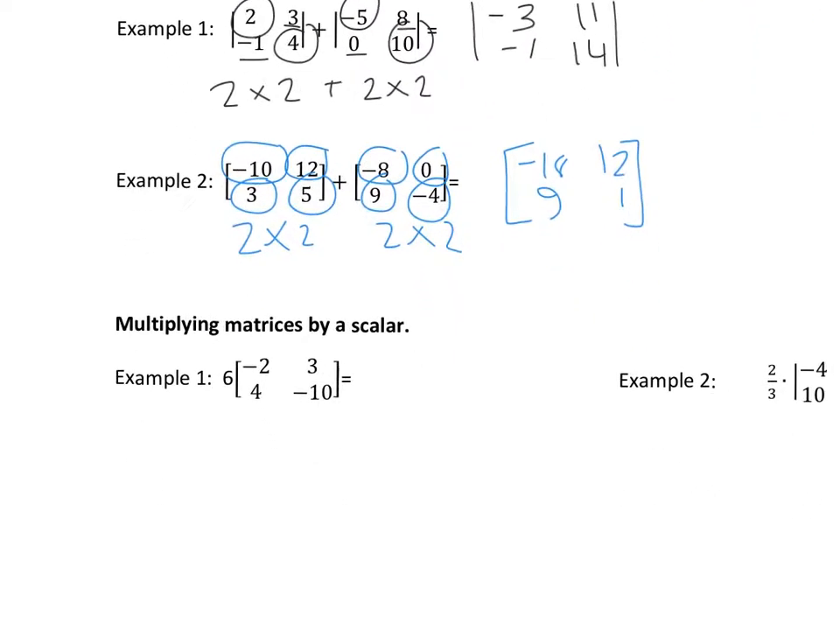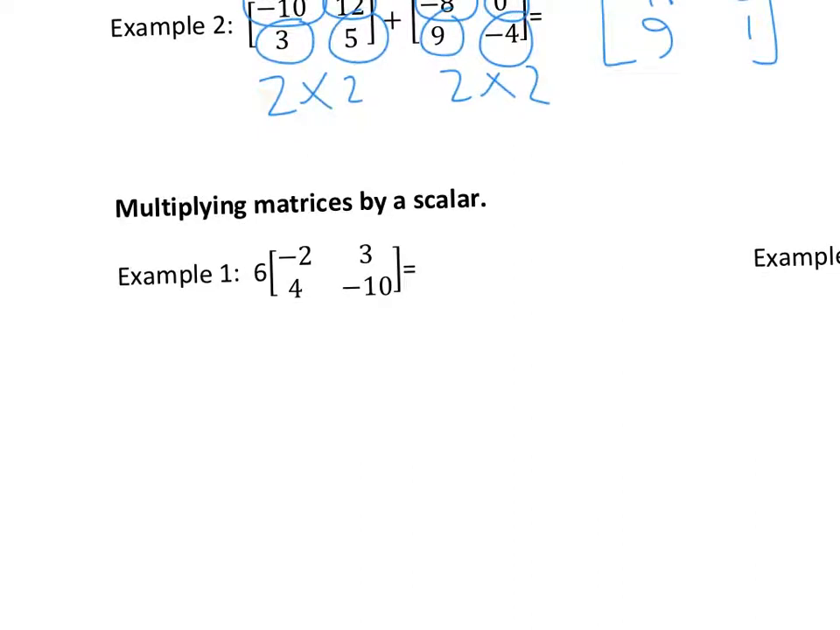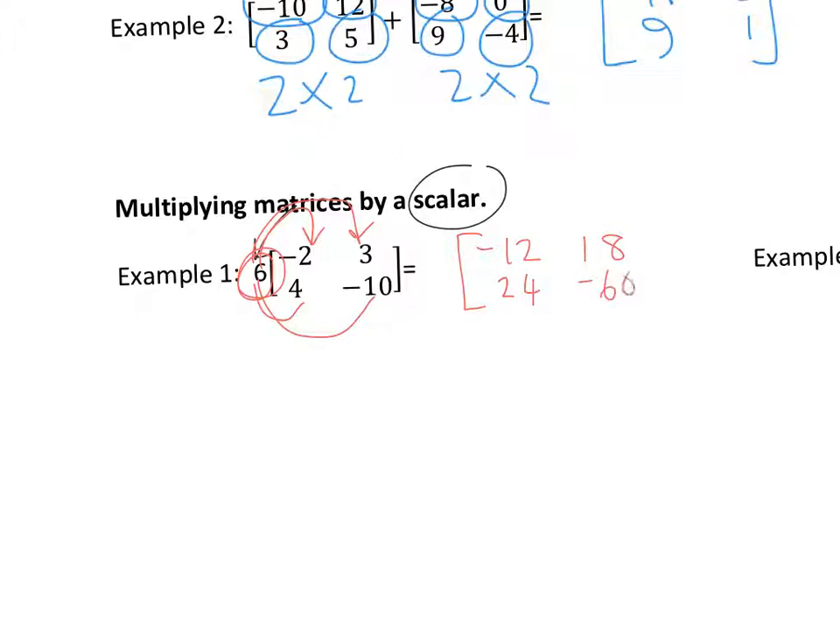You can also multiply matrices by what's called a scalar. The scalar is just the number out front. When you do that, all you do is distribute the 6 and multiply it through to each number. So 6 times negative 2 is negative 12. 6 times 3 is 18. 6 times 4 is 24. 6 times negative 10 is negative 60.